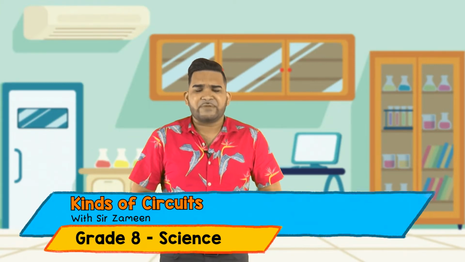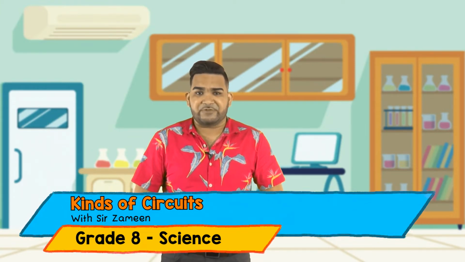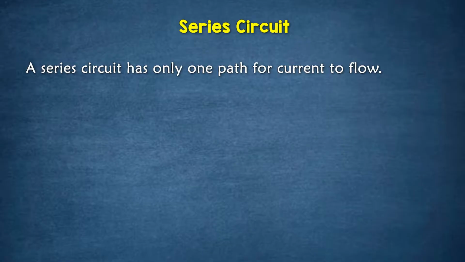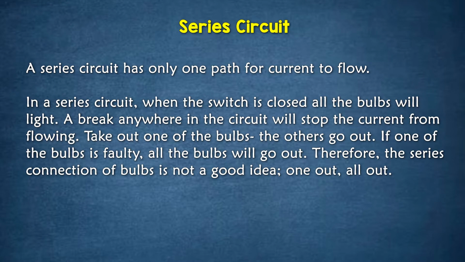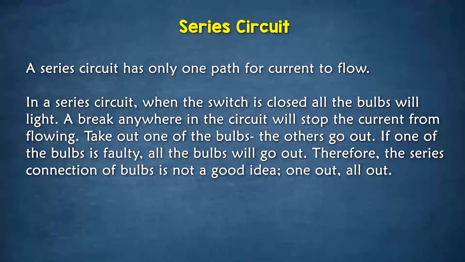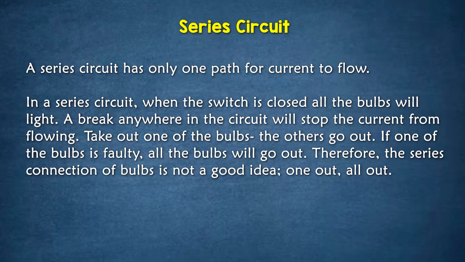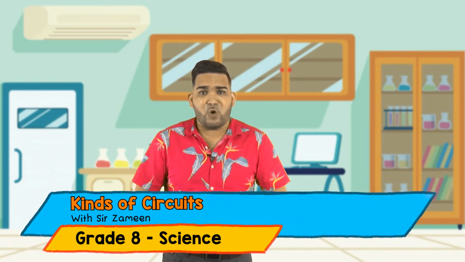Let's move on. The first type of circuit that we will be looking at will be the series circuit. A series circuit has one path for current to flow. In a series circuit, when the switch is closed, all the bulbs will light. A break in the circuit will stop the current from flowing. Take out one of the bulbs, the others go out. If one of the bulbs is faulty, all the bulbs will go out. Therefore, a series connection of bulbs is not a good idea. One out, all out.